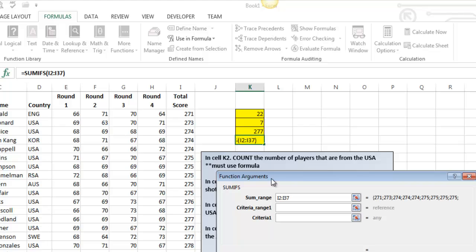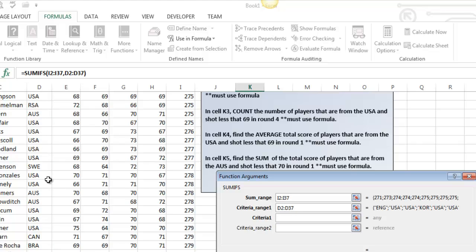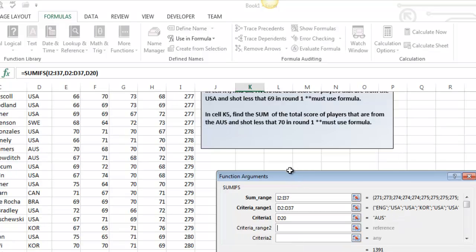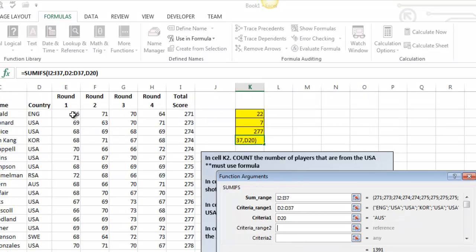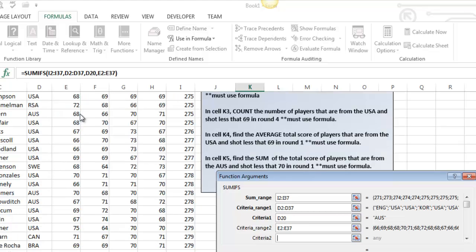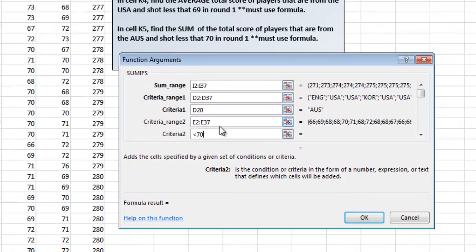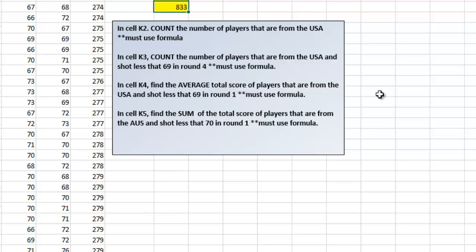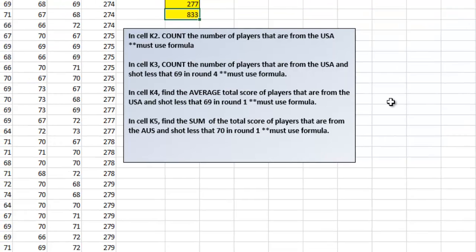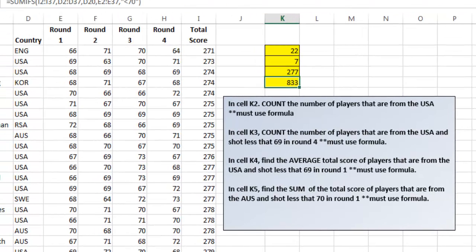Tab on down. Criteria 1, I remember I was looking for Australia, so that means I'm going to look in this column for this value. And criteria 2 was round 1, so criteria range 2 is this round, and less than 70. And so you really have to pay pretty close attention to what the question's asking you. Right, because there's a lot of things to get straightened out here. I click OK, and that is a pretty weird thing to do, but I believe that. That seems like a somewhat reasonable value. Checking these, a little bit more difficult, probably understandably.